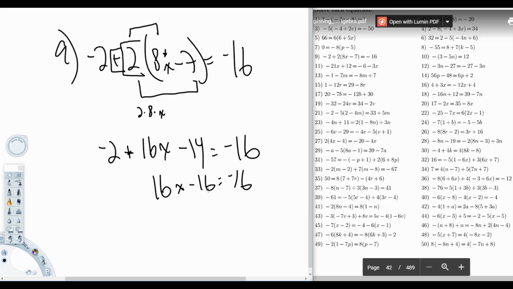Can you see where we're going with this? I think you can, but if you don't, it doesn't matter. How do I get rid of this negative 16? I add 16 here, and I add 16 here. So I get 16x equals 0, right? Because minus 16 plus 16 equals 0. Now, anything multiplied by x that equals 0, x has to be 0, right? Now let's prove it. 16x divided by 16 over 16, that equals x equals 0 over 16. 0 over anything is 0. That's your answer.